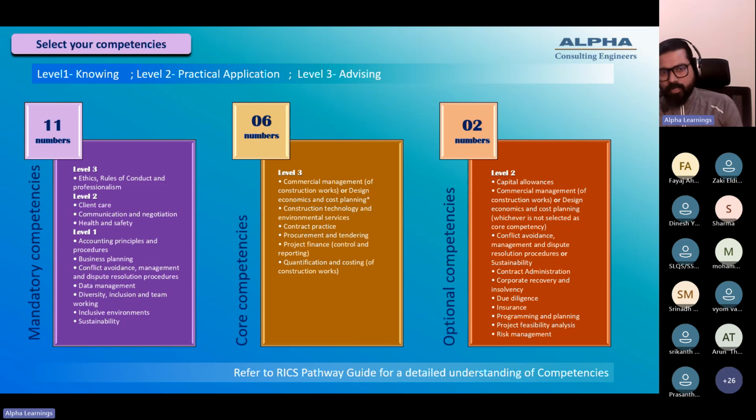In quantity surveying, you have this list of core competencies like commercial management, construction technology, contract practice, procurement, tendering, project finance, quantification, costing. Now, if you look at project management, you will have different core competencies like managing projects, project brief, leading people, projects, and team. So it will be different from quantity surveying. Similarly, if you go to valuation, it will be different. But mandatory is the same for every pathway. Okay.